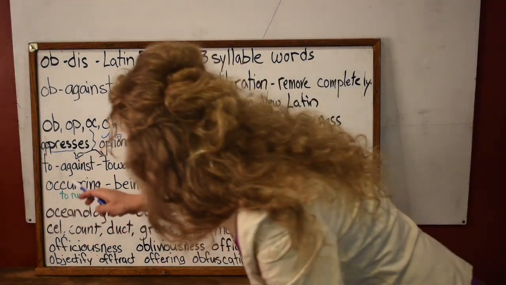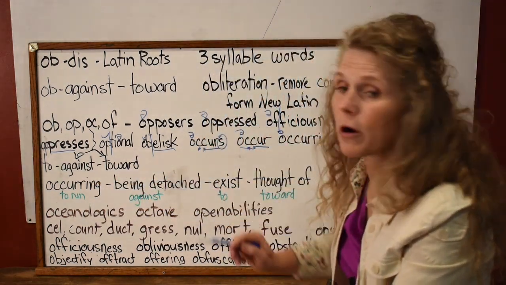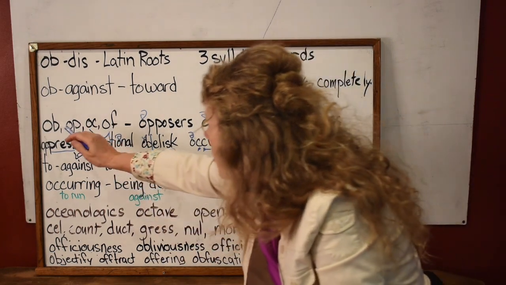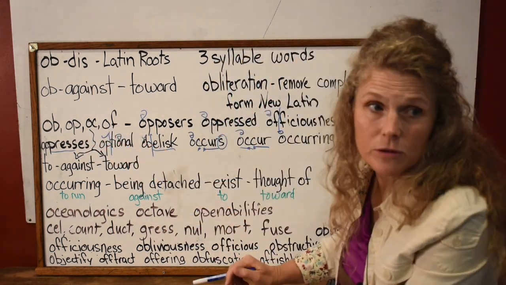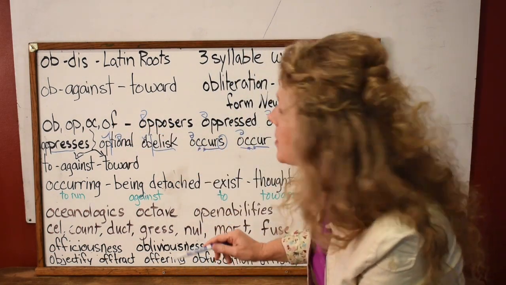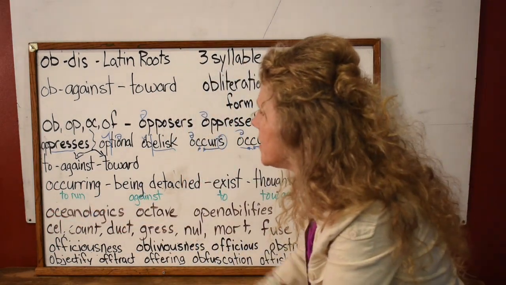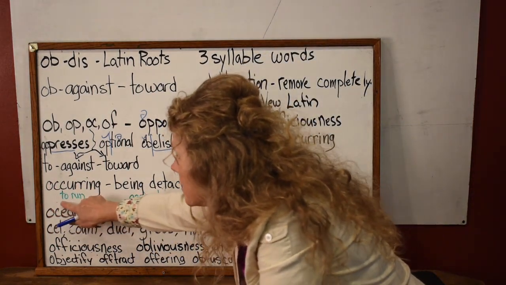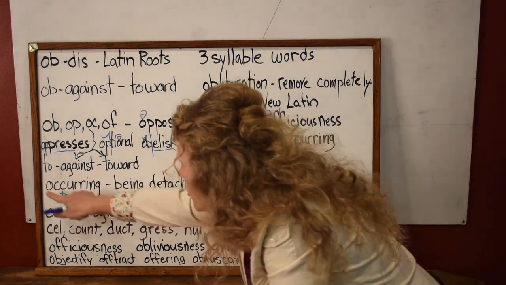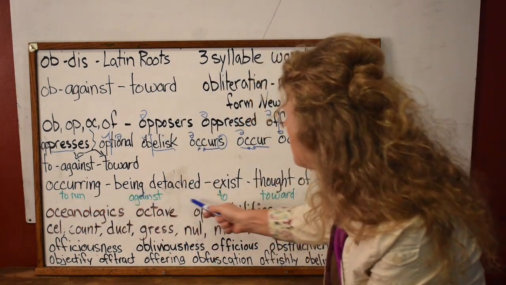All right, so add another meaning to: against, toward. This is another meaning for the OB, the OP, the OC, the OF, the up, the uck, the uff. These turn to schwa most of the time. All right, so the word occurring. Cur means to run. But the whole word, if you put it together for the entire meaning, it means being detached.